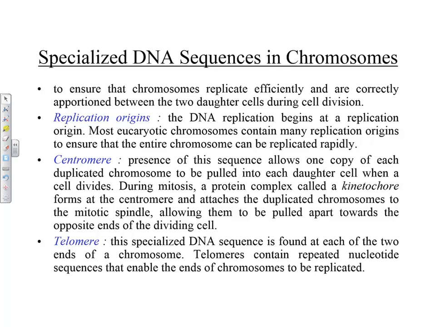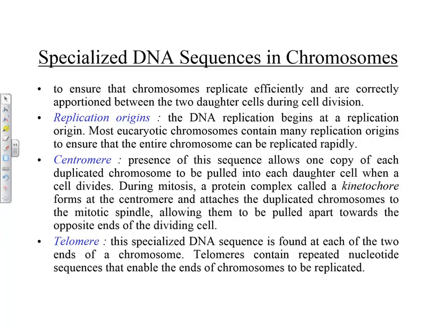Then there is another specialized region at the center of the chromosome. It's called a centromere. The presence of this sequence will allow one copy of each duplicated chromosome to be pulled into each daughter cell when a cell divides. Right? So when the cell divides, the chromosomes replicate, but they're still attached in the middle. Then something has to come and bind on one side, pick up one of the daughter chromosomes, and on the other side, the other one will bind, and then they'll pull them apart. We will talk about the details of how that happens.